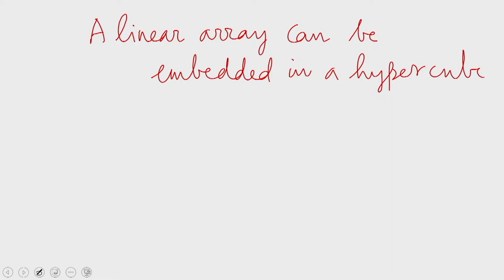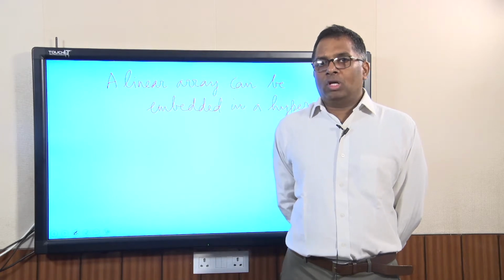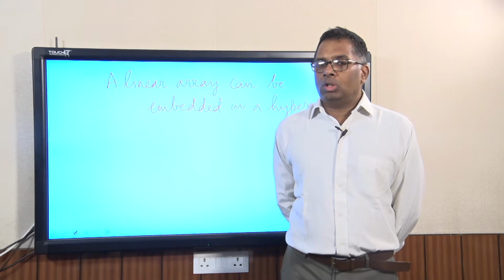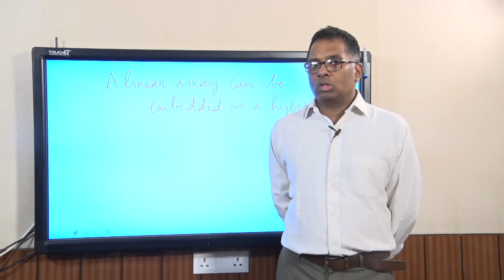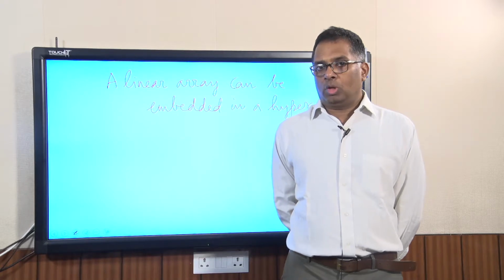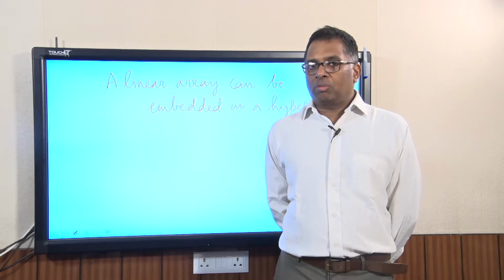That is, if we are given an algorithm that runs on a linear array of n nodes and we are given a hypercube of n nodes, then this algorithm can be run on the hypercube without any change. That is because there is a linear array on the hypercube. A linear array is a subgraph of the hypercube. Therefore, we will activate only the edges that belong to this subgraph.